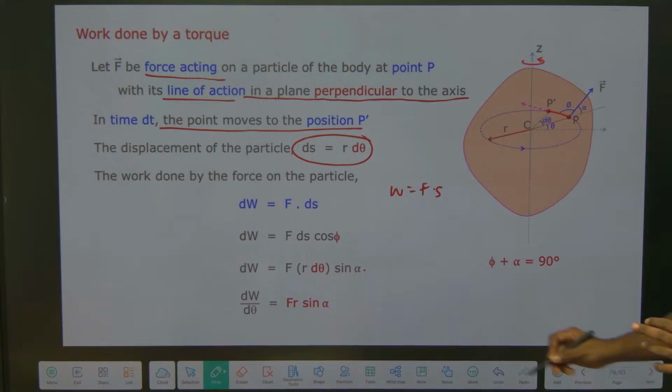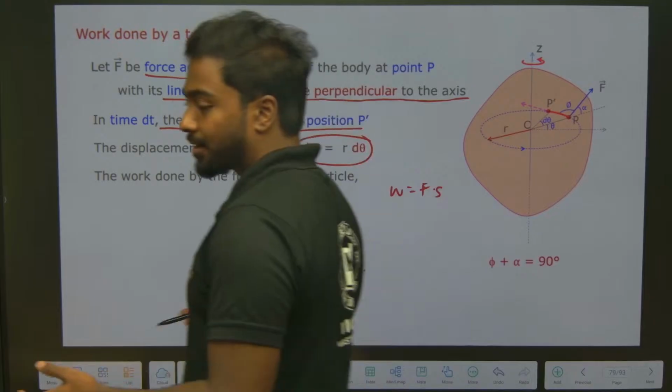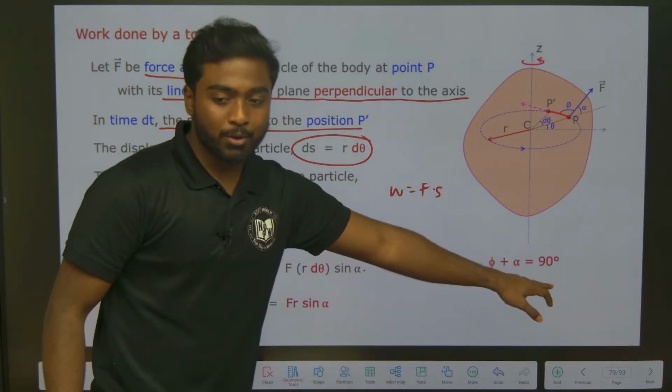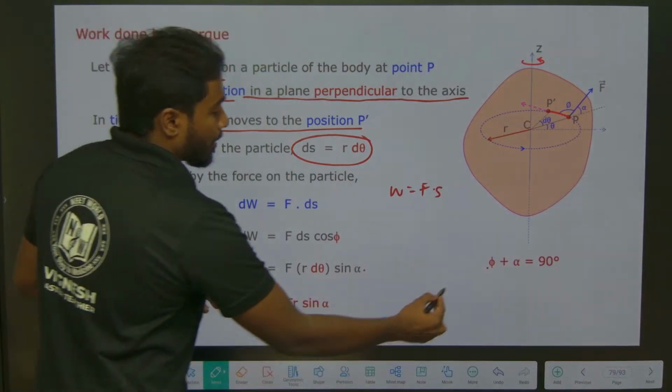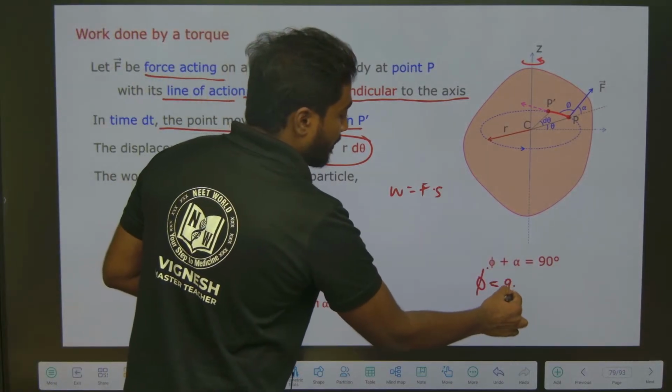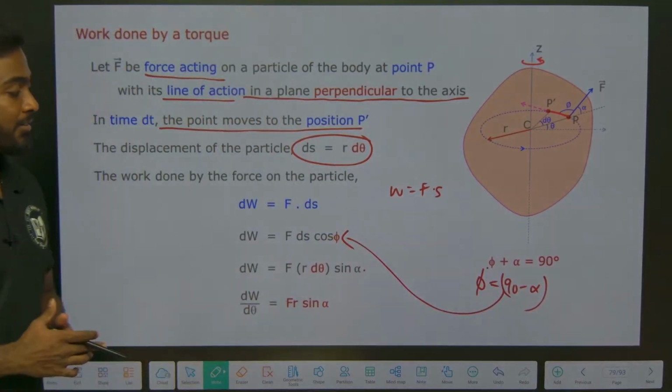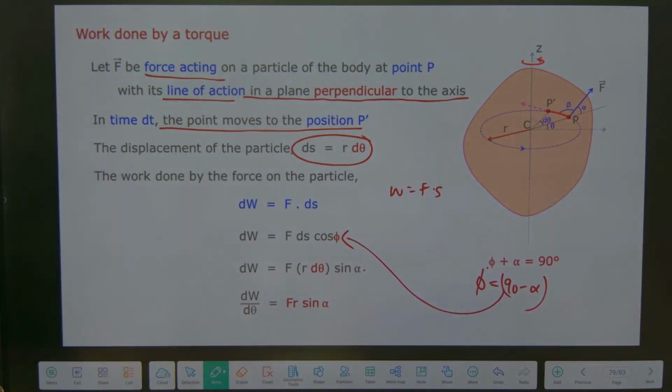So why have we taken cos phi and why have we taken sin alpha? Because phi plus alpha equals 90, so phi is 90 minus alpha. So cos of 90 minus alpha is sin alpha.